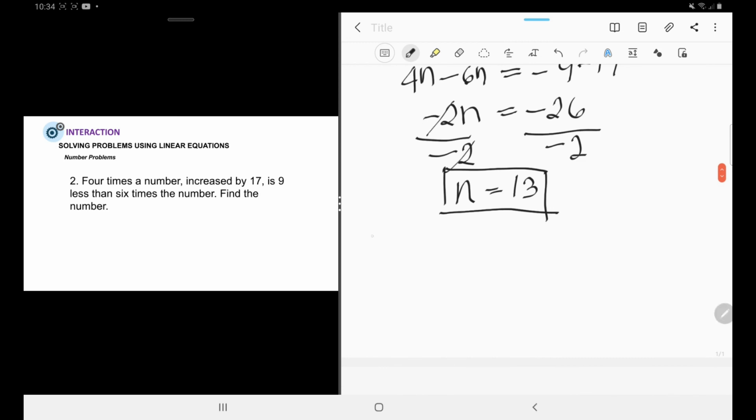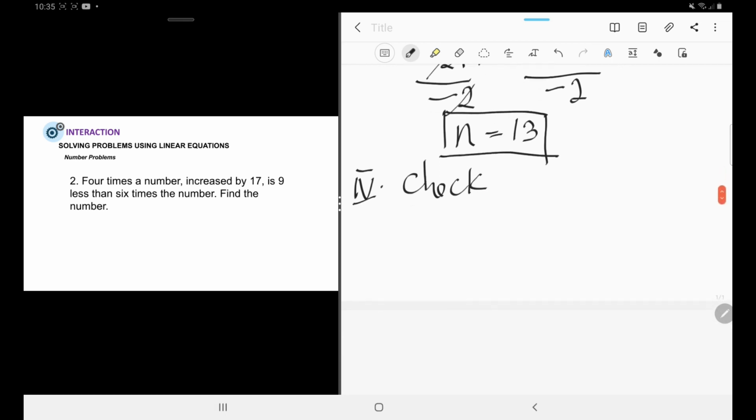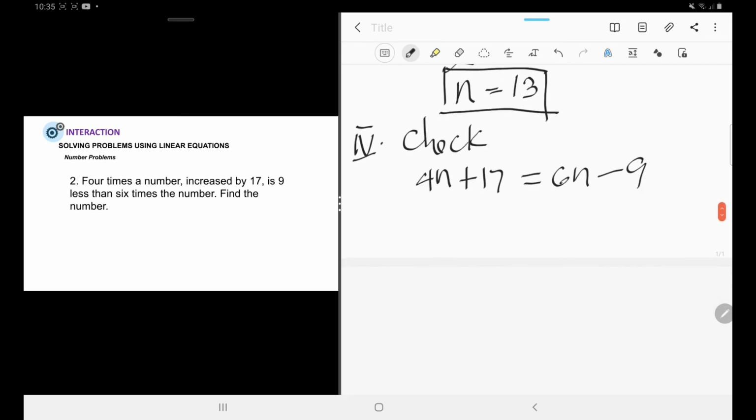Next, we will have to check the solution. So take note, our equation a while ago is 4n plus 17 is equal to 6n minus 9, where n is equal to 13. So that's 4 times 13 plus 17 is equal to 6 times 13 minus 9.